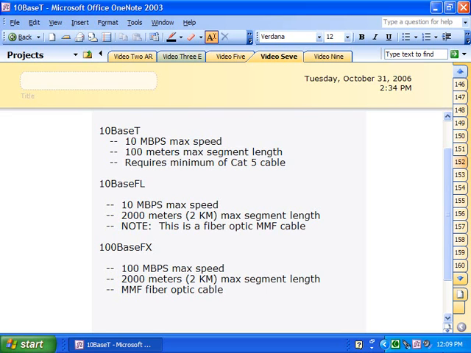100 base FX runs at 100 meg. It has a 2,000 meter or 2 kilometer maximum segment length, and it is an MMF fiber optic cable. So there are a couple of fiber optic cable types that we had not discussed to this point.